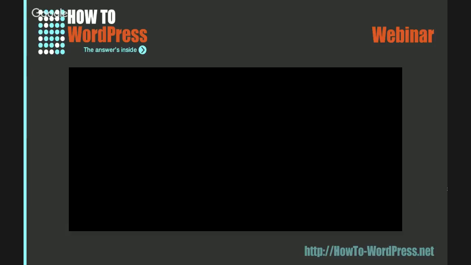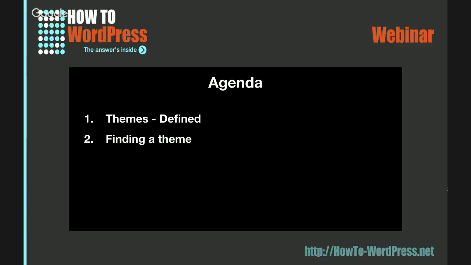Let's take a look at our agenda for today. First thing we're going to do is define a theme. What are the components of it? What function does it serve? Why do I even want to mess with these things? Next, we're going to look at how you can find a new theme for your WordPress website. Then we're going to go through installing that theme on the site. And then after we've installed that theme, I'm going to show you how to create a child theme.